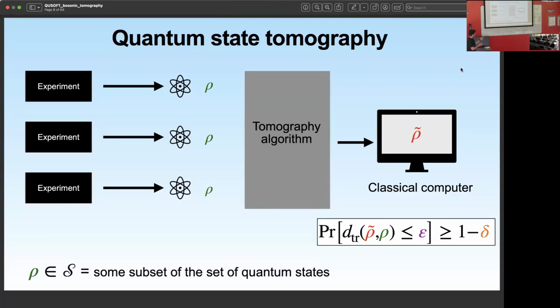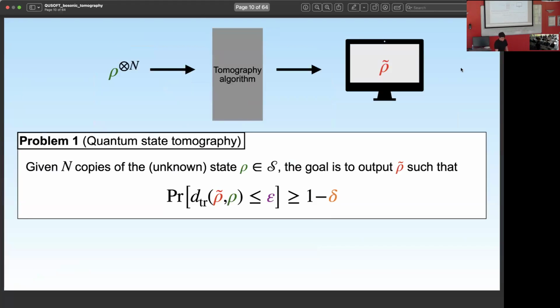And the tomography algorithm is designed for learning states from a specific subset of the full set of quantum states. And this is if you have prior information on your state. For example, if you don't have any information, you just say that S is the set of all quantum states. Or maybe if you have the prior information that your state is a Gaussian state or a stabilizer state, this is the set, for example, of Gaussian states. Okay. So the problem, to summarize.